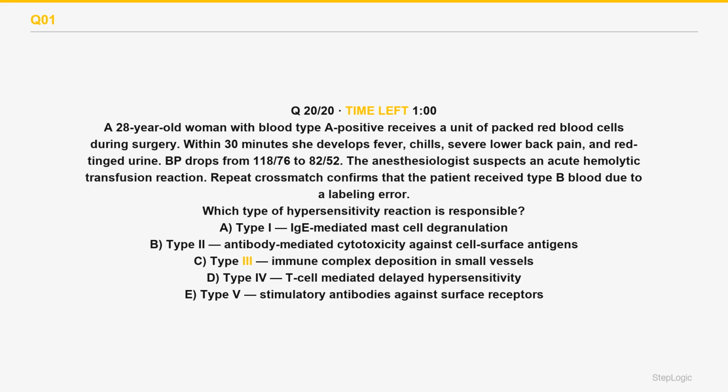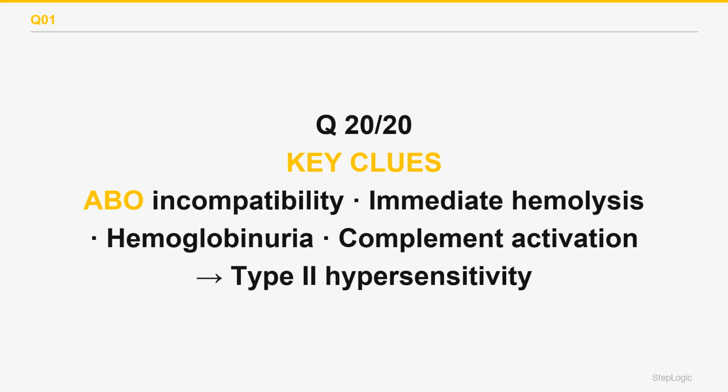Read the command. Which hypersensitivity type? ABO incompatibility, acute hemolysis, hemoglobinuria, shock developing within 30 minutes. Acute hemolytic transfusion reaction, type 2 hypersensitivity.